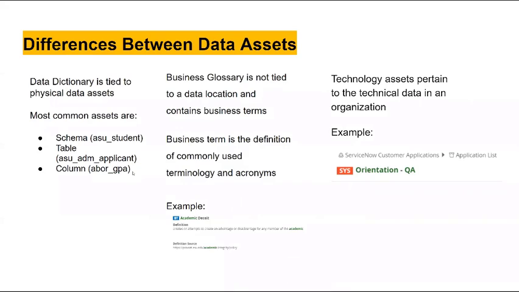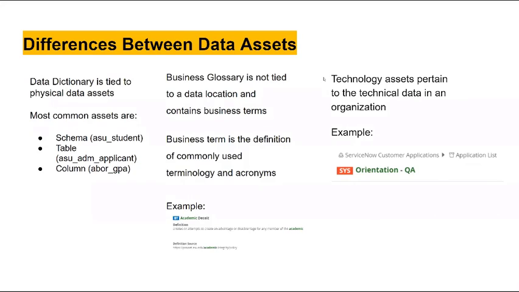The business glossary is not tied to a data location, and it contains business terms. A business term is the definition of commonly used terminology and acronyms here at ASU. So an example of a business term is academic deceit. And then you can see the definition there and the definition source. In Collibra, you'll see these little symbols next to assets. This little blue box with a BT in it signifies that it's a business term. So that's a clue to you that, okay, I'm looking at a business term. I'm not looking at a column.